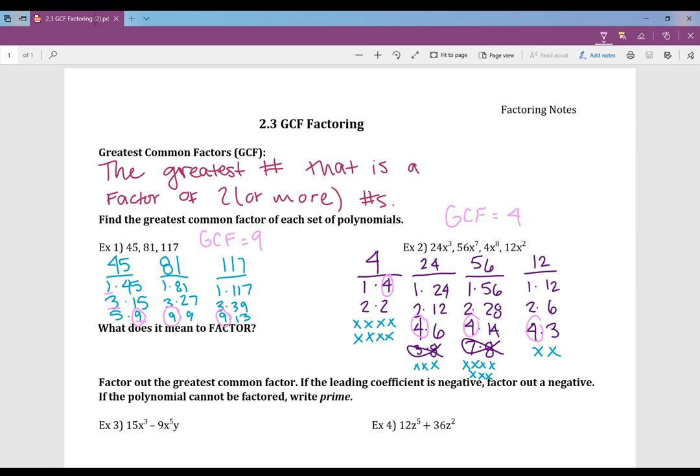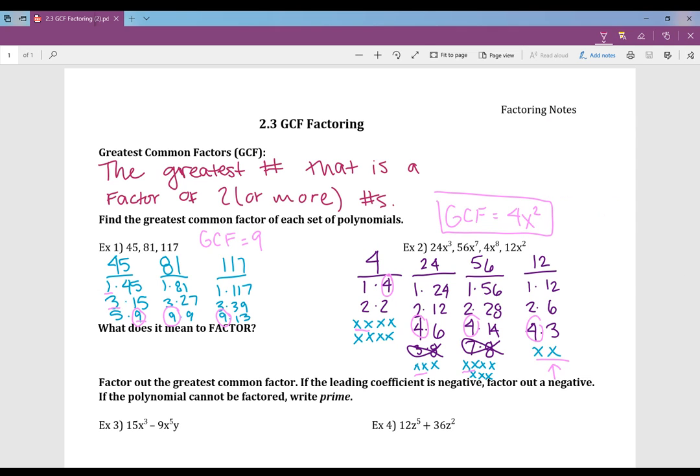So we want to figure out how many x's they all have in common. Well, they each have at least 2 x's, right? So we could pull out an x squared from each of them. We wouldn't want to pick x cubed because our 12 only has 2. It doesn't have 3 x's. So our GCF is going to be our lowest number, so the 2 x's. So our GCF for example 2 is 4x squared.